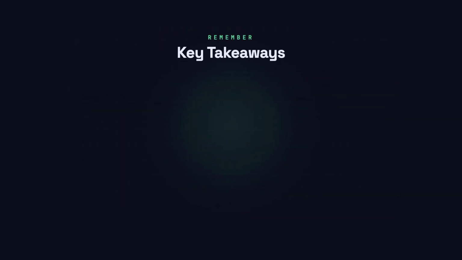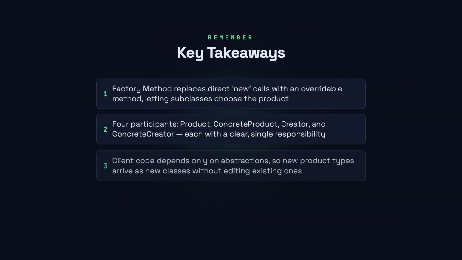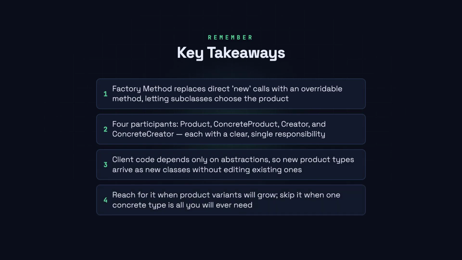To recap, the factory method pattern moves the responsibility for object creation out of your business logic and into a dedicated, overridable method on a creator class. Subclasses own the which-concrete-type decision, client code owns none of it, and adding new variants becomes purely additive. Keep it in your toolkit for extensible product families, but resist applying it before that variation actually exists.